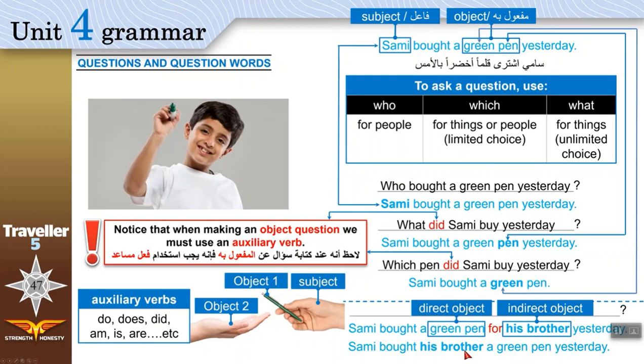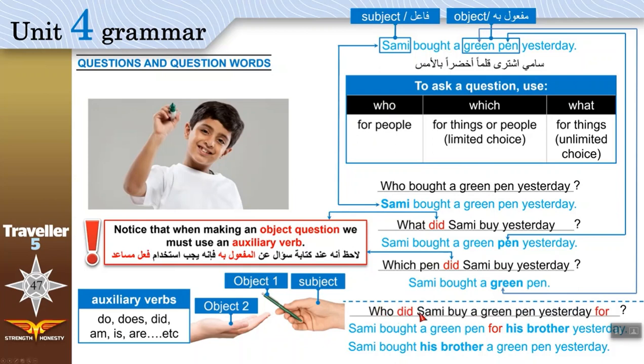If you do not want to switch, it's okay. His brother is still object number 2. Look at this: the subject is still the subject and the object is still the object, but you write it first. If you do that, you don't use for or to. Do you get it now?